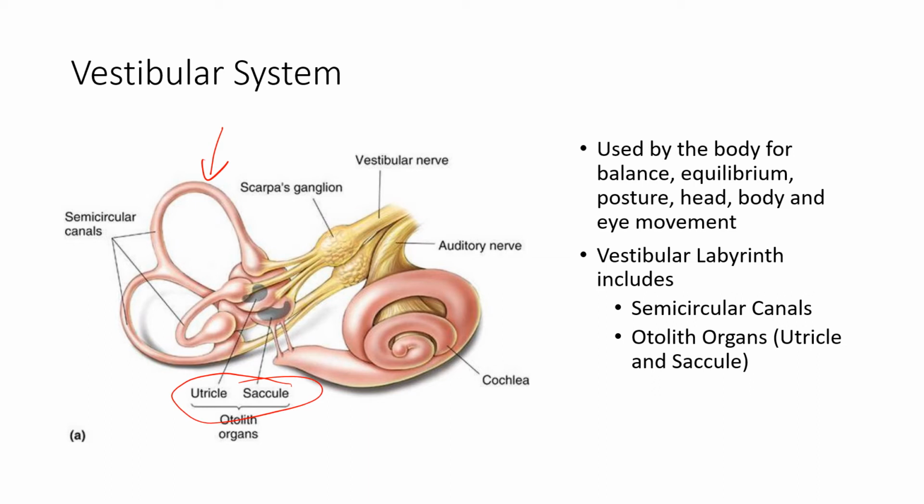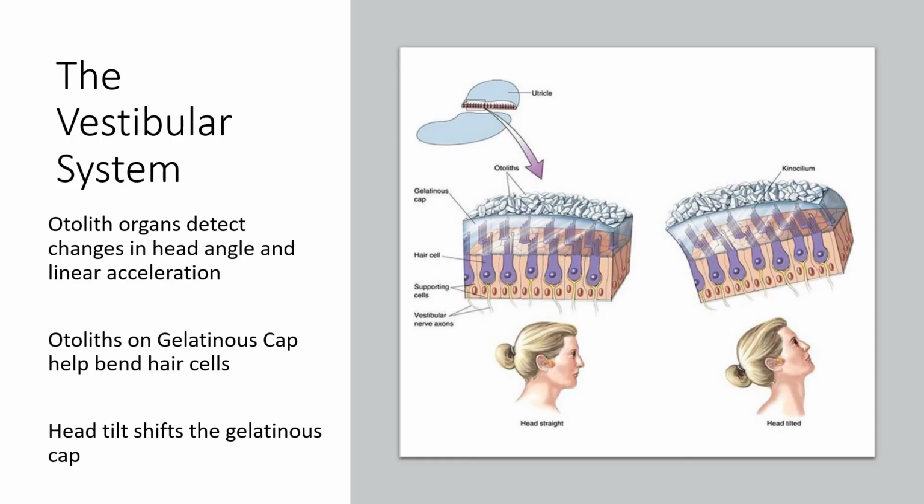They're used by the body for balance, equilibrium, posture. Where is your head? Where is your head relative to your body? How is your head moving? And also for eye movement, for helping you track your eye movement as it's going along. So we'll see how these two different things work, and they actually work fairly similar to the auditory system. They use hair cells, okay, but a different kind of setup because we're not dealing with sounds pushing on something. We're dealing with head movements.